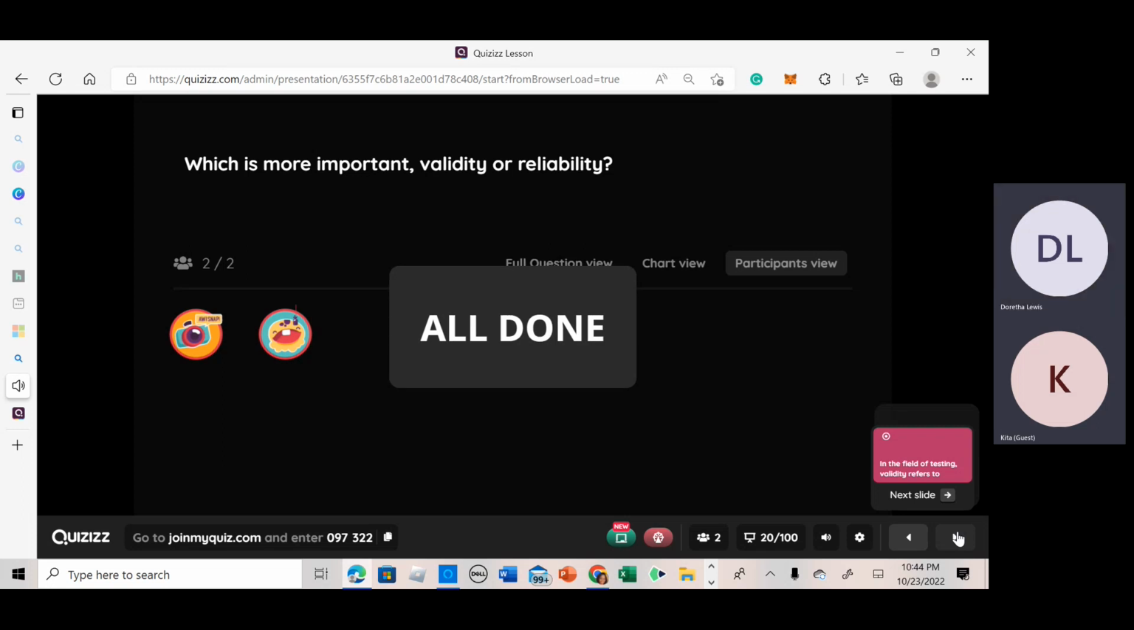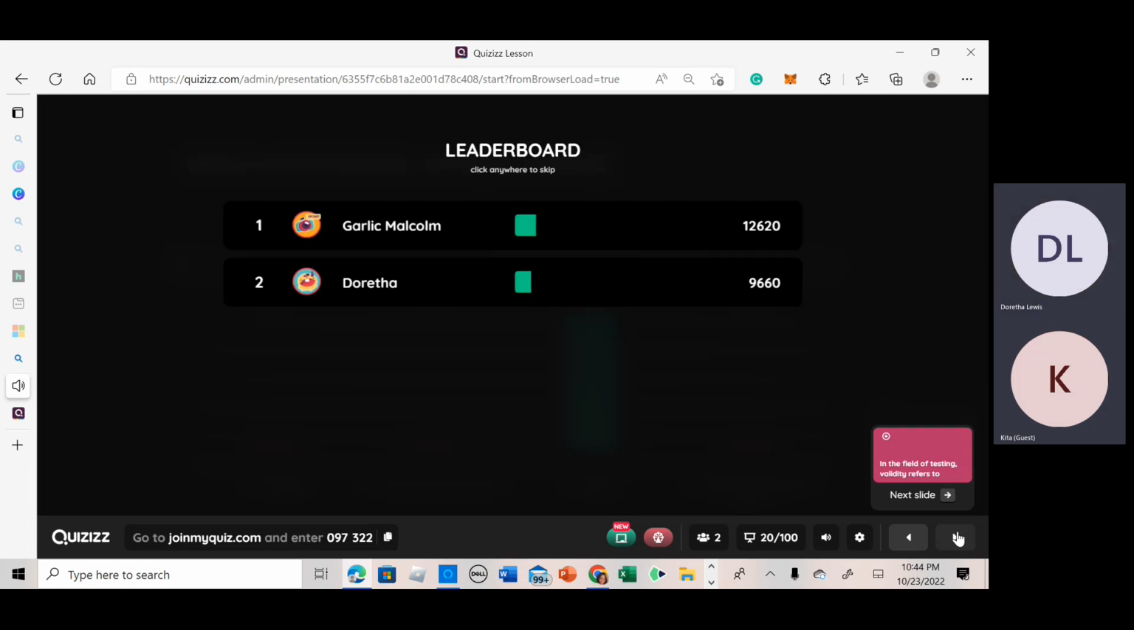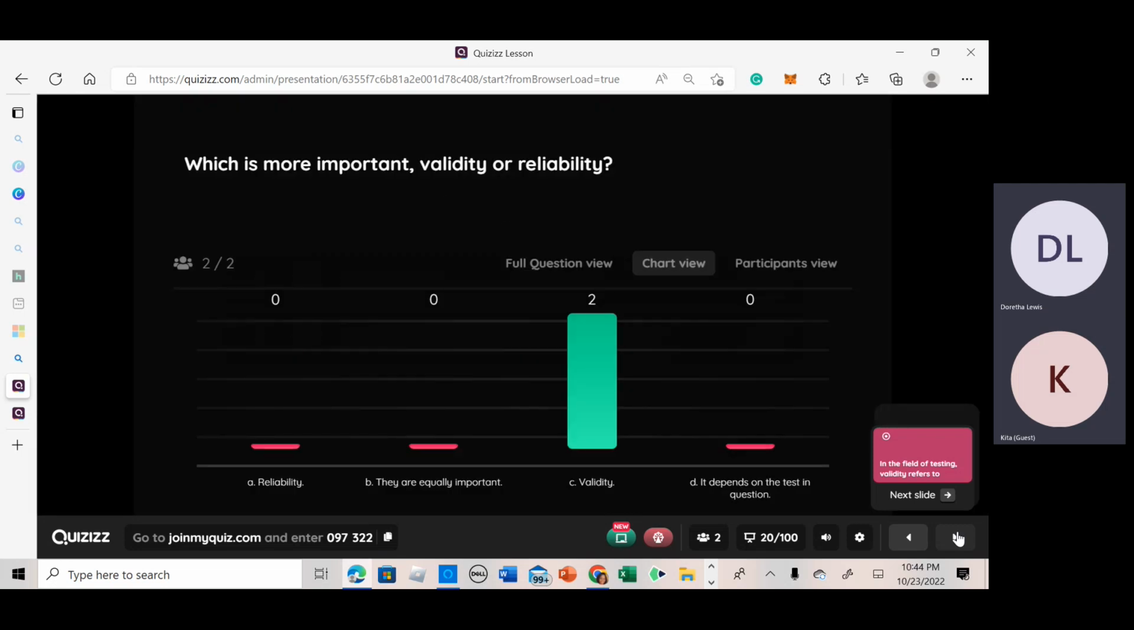Which is more important, validity or reliability? C, validity. Experts nearly always consider validity the number one factor in construction of a test. A test must measure what its purpose is to measure. Reliability, choice A, is the second most important concern.